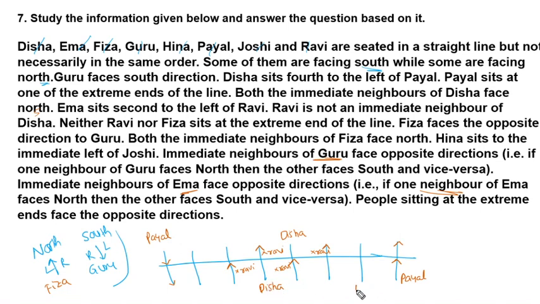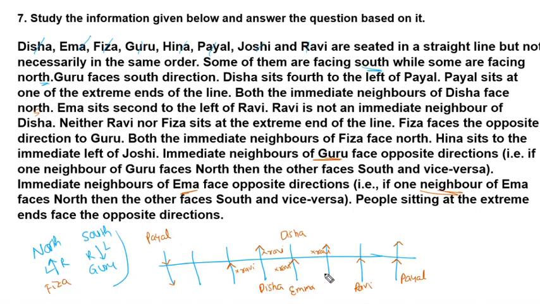So put Ravi here. Why? Because the other possibilities don't work. Ravi 1 2, so here you can put Emma. If this is towards the left of Ravi, it means Ravi should face which direction? North direction. If Ravi faces north, this will be towards the left side.